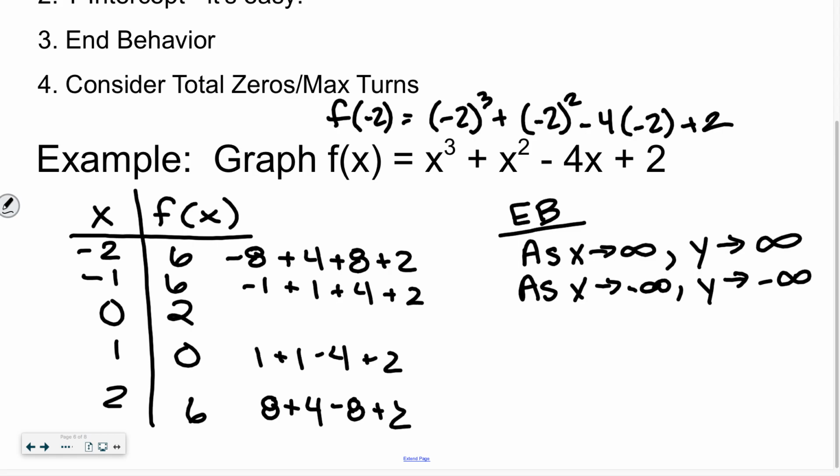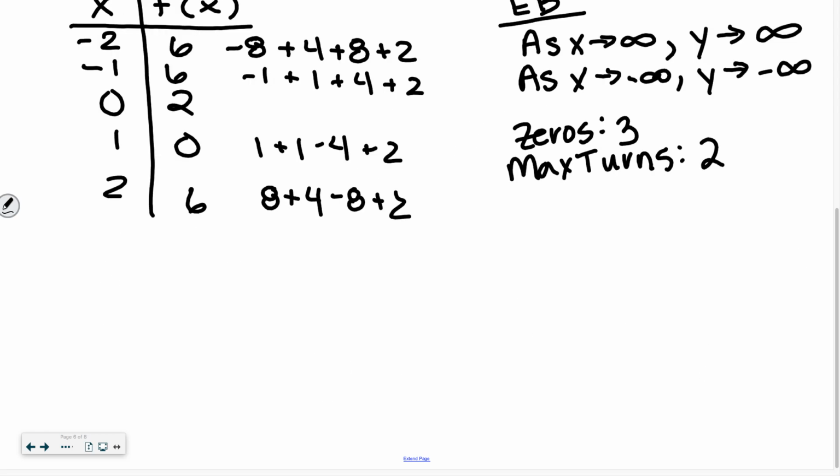And what would your total zeros be? How many total zeros? 3. How many max turns? 2. Total zeros is equal to the degree, and max turns is 1 less than a degree. So what this means is, when I graph this, I shouldn't cross the x-axis more than 3 times. Maybe I won't even get there 3 times. And I should not turn my graph more than twice. If I put too many squiggles in it, then I'm drawing a different graph. Okay? So now let's graph.